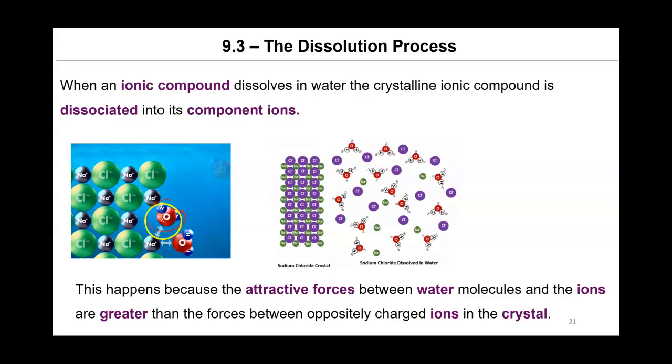The negative end of our water molecules will be attracted to the positive ions on the surface of the crystal and will pull those ions out of the crystal. Similarly, the positive ends of our water molecules will be attracted to the negative ions and will pull those off the surface of the crystal. So in the solid crystal, all of the ions are held rigidly in place, but when the ionic compound is dissolved in water, the ions are floating around independent of each other.